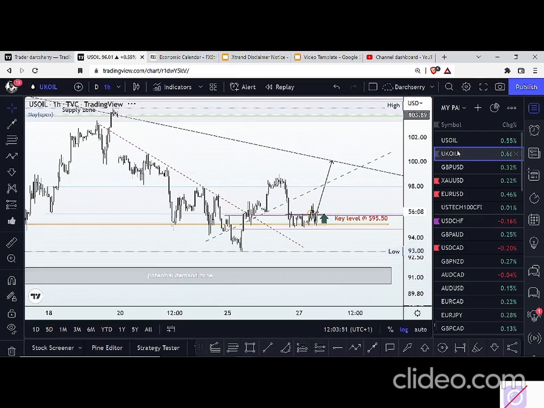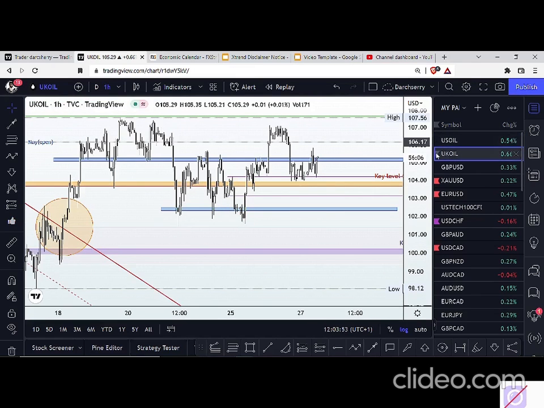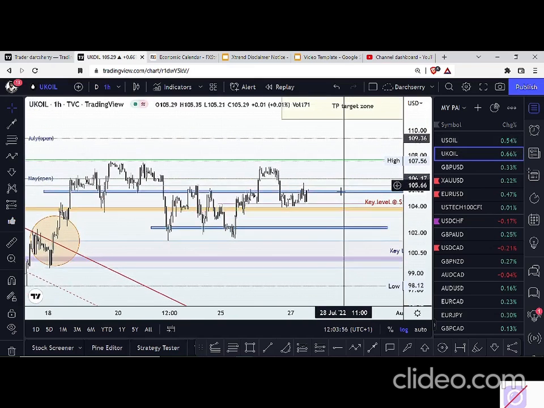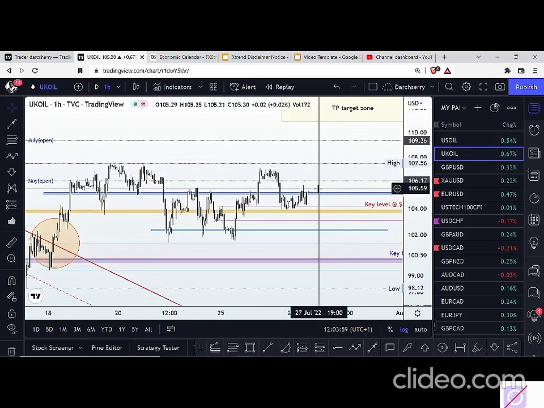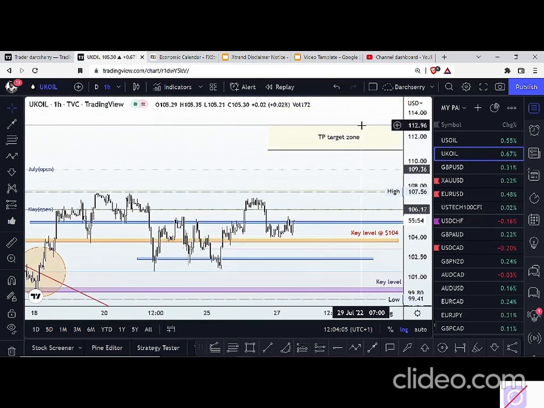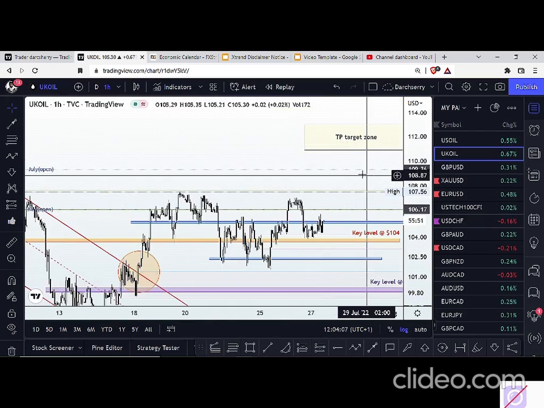Then we moved on to talk about the UK oil as well. And on the UK oil, the same scenario is what we're expecting here. I told you to take advantage of any buying opportunity right above the $105 mark, with the take profit target between the 110 and the 114 area for the buying opportunity.